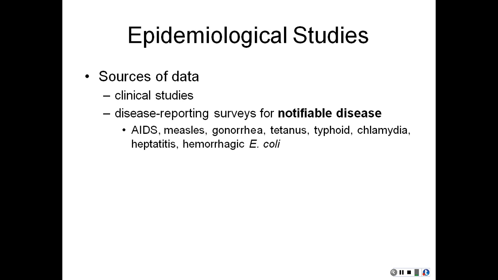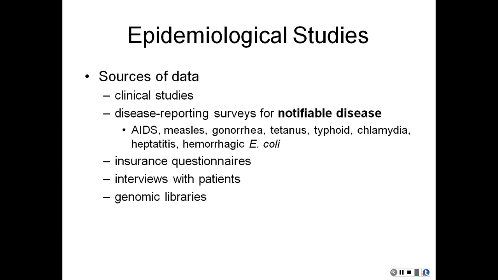HIV or AIDS, measles, gonorrhea, tetanus, typhoid, chlamydia, hepatitis, and then the hemorrhagic E. coli. And I think MRSA has joined the list. Yes, it has. Insurance questionnaires collect health data on people. They can be sources of epidemiological data. Interviews with patients when there's an outbreak of something. Where did you go? What did you eat? What did you do? Those kinds of things.